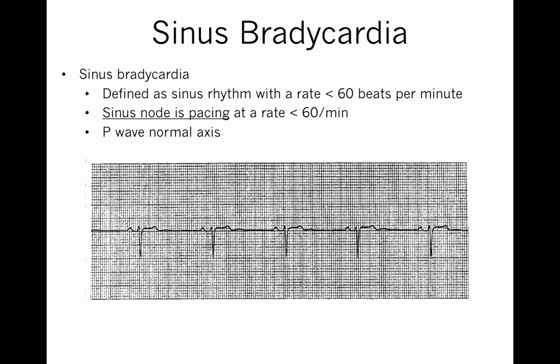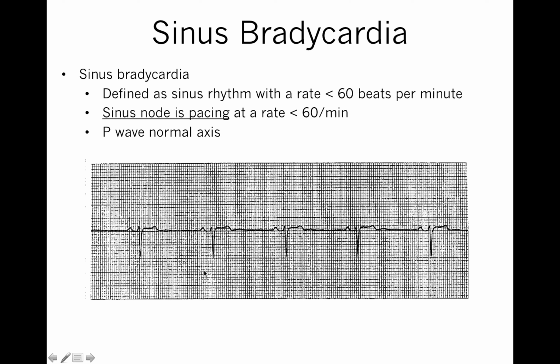But sinus bradycardia could also be abnormal. For example, if the person is walking with a heart rate of 50 or 40, or trying to exercise or run and the heart rate does not go above 60, that's abnormal. So it really depends on the condition in which the person is in. If they're resting or sleeping, it's normal to have a low heart rate, but with activity, there should be an appropriate response. So sinus bradycardia is defined as sinus rhythm with a rate of less than 60 beats per minute. That means that the sinus node is pacing at less than 60 beats per minute.